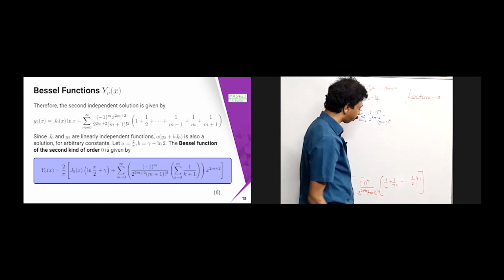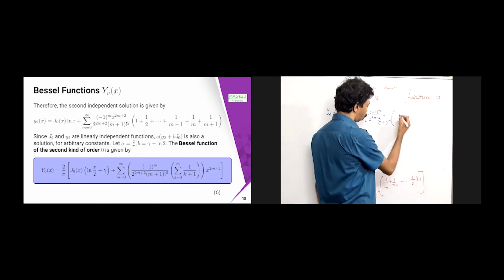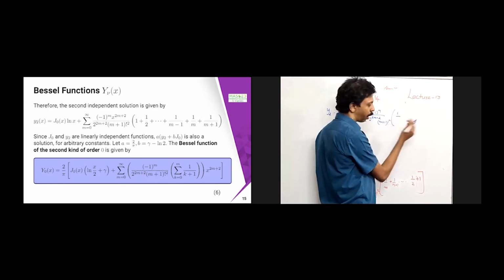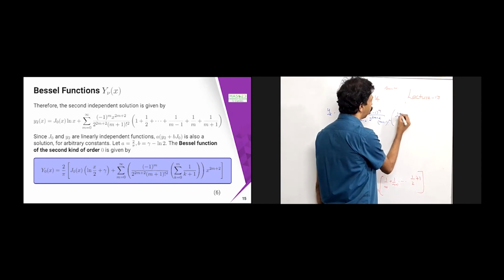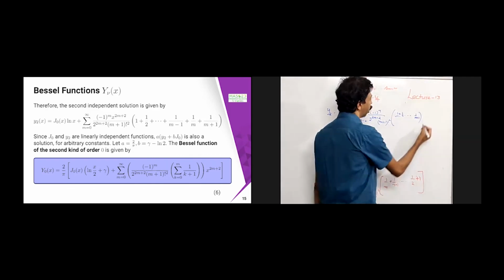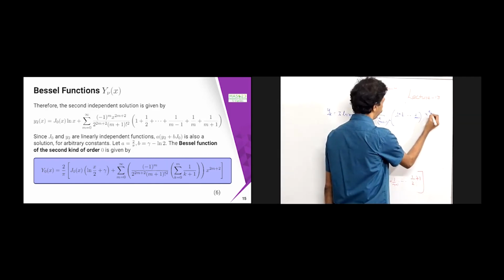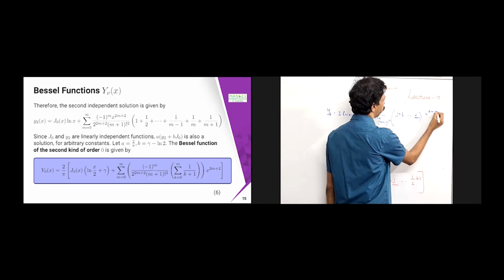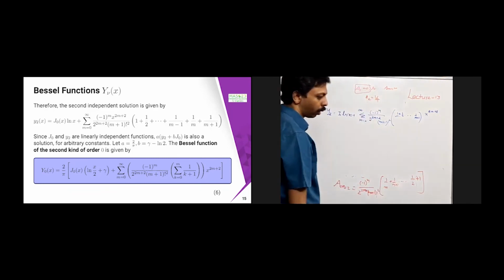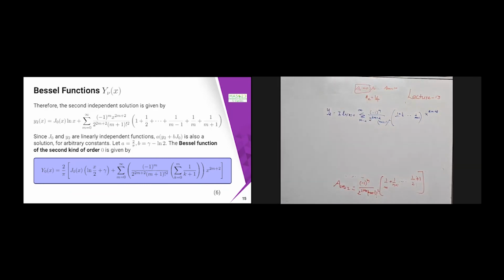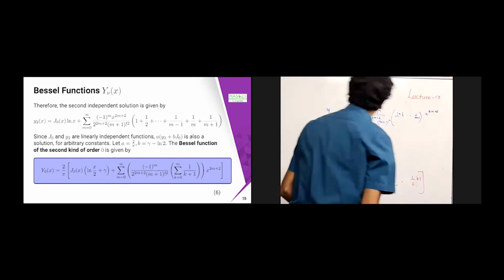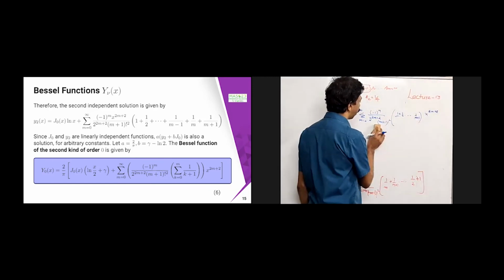Into, I just write it in the other order, 1 plus 1 by 2 plus etc. up to 1 by m plus 1, into x by 2 to the power 2m plus 2. Or I can simply write this one in another format.